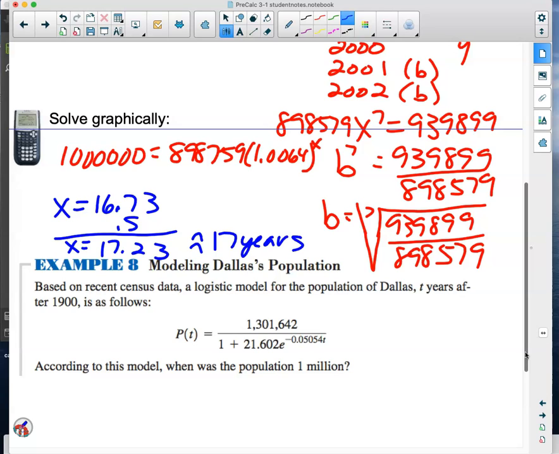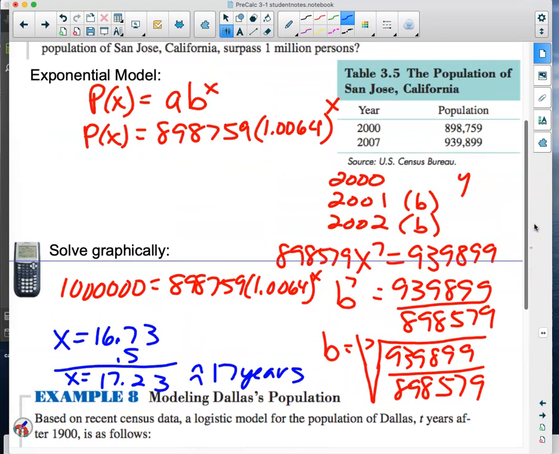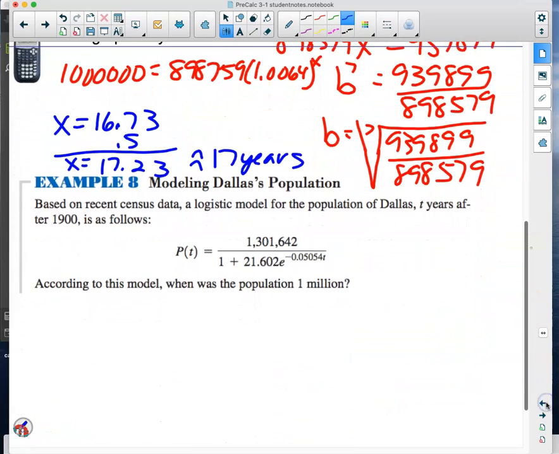But they wanted to know when this was going to happen. So that means in terms of years, what year would it be? Well, the good news for that is it started in 2000. So all we have to do is take 2000 plus 17, and we would be saying sometime in 2017. In fact, we could just say sometime in early 2017, because 17.23, so 17 years and then 23/100ths of the way through the next year.